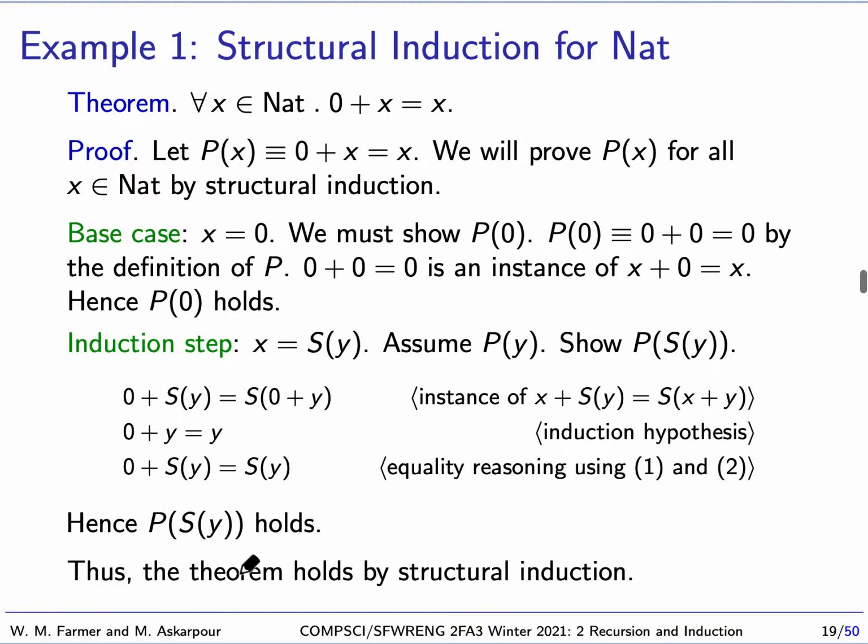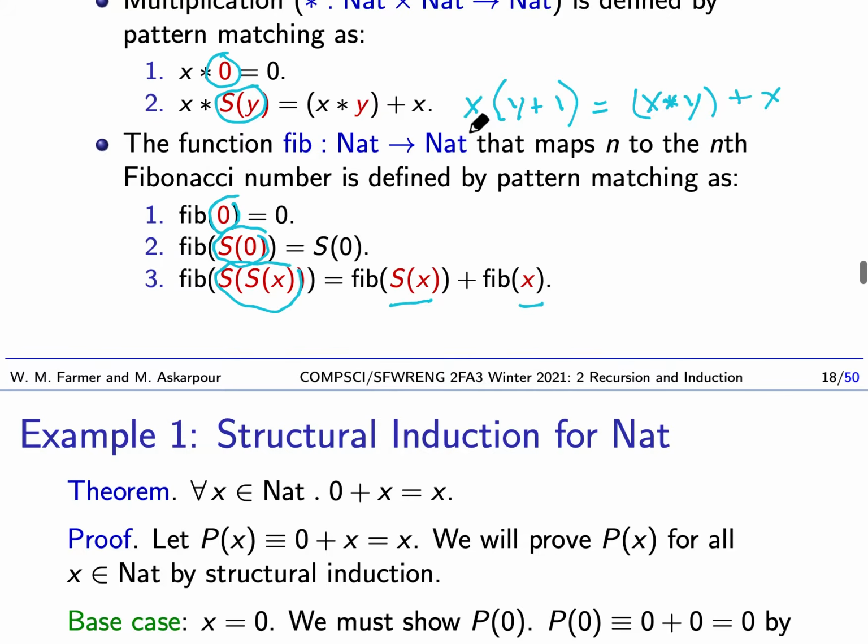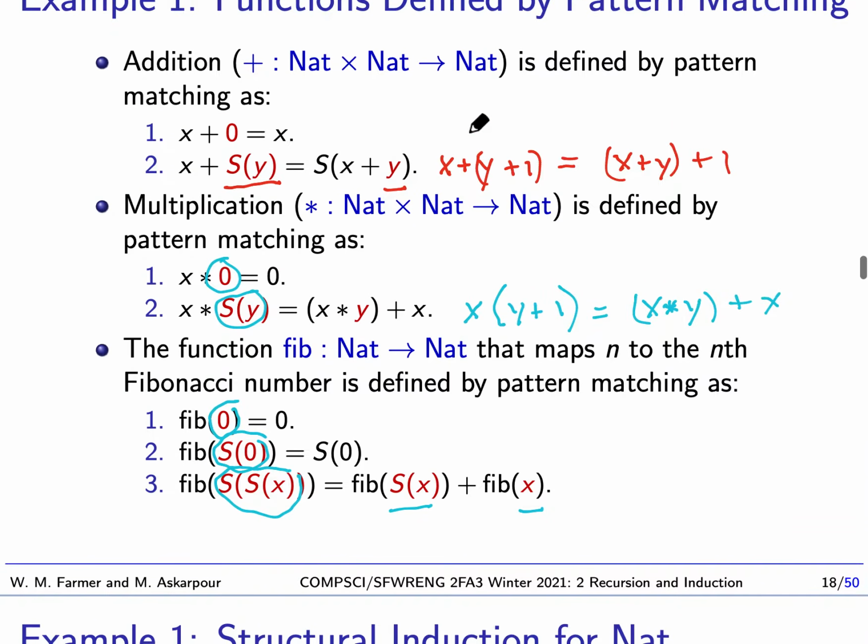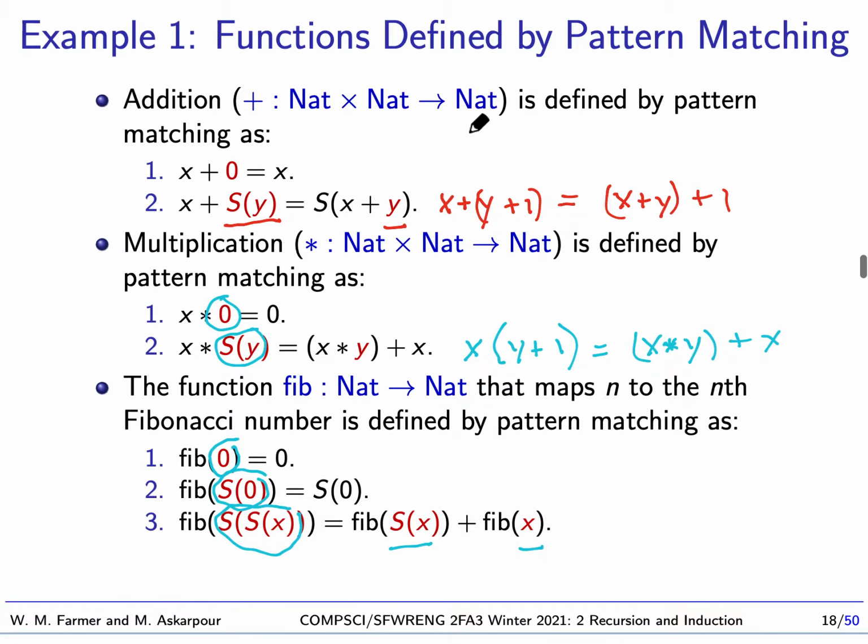Okay, so here's an example of using structural induction for the natural numbers. We would like to prove that for all x, x plus 0 equals x. Now you may say, well, isn't that what we just defined? Well, no, it's not. If we go back up here and look at this, we defined addition as x plus 0 equals x, not 0 plus x equals x.